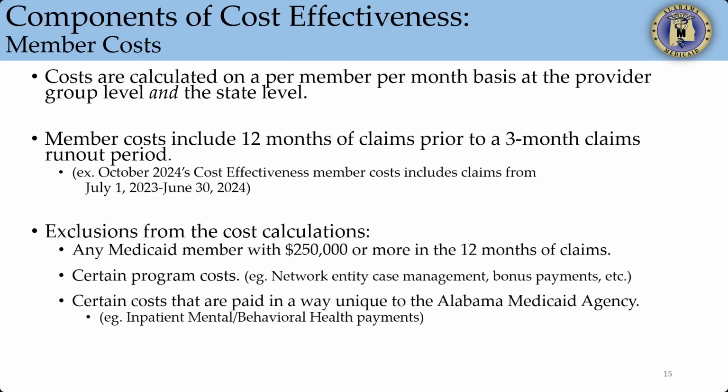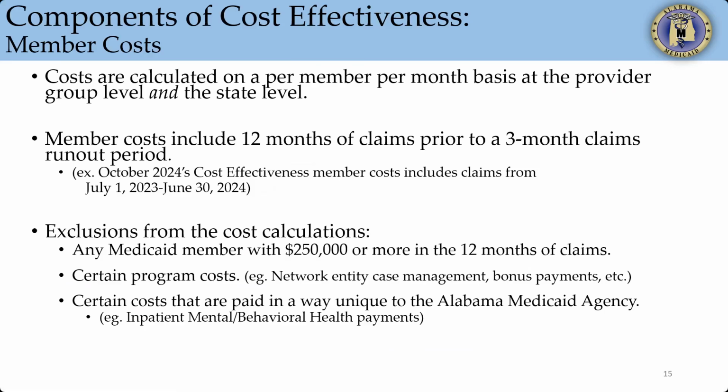The next component of cost effectiveness that we're going to review are the members' costs. Costs are calculated on a per member per month basis at both the provider level and the state level. When we say state level, we mean the attributed ACHN member population. Member costs include 12 months of claims prior to a 3-month claim runout period. So for example, the October 2024 cost effectiveness member cost calculations will include claims from July 1st, 2023 through June 30th, 2024.